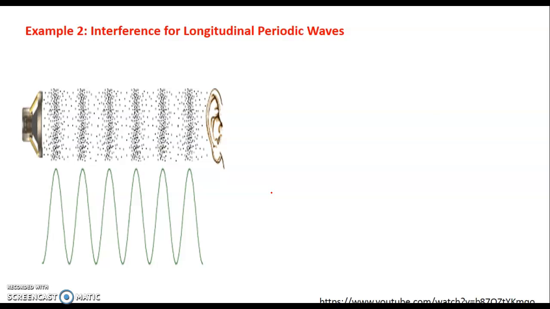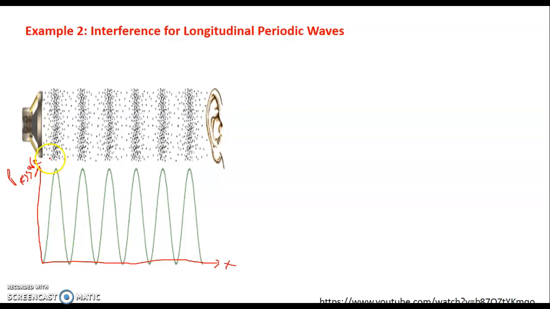Interference for longitudinal periodic waves. As you can see, this is a speaker, which is the source of a sound wave that causes the vibration of the particles of the air. At some regions there is compression, which is represented here by this graph, which represents the variation of the pressure of the air, as we discussed in the first lesson. So this is a pressure, not a displacement. Pressure as a function of x.